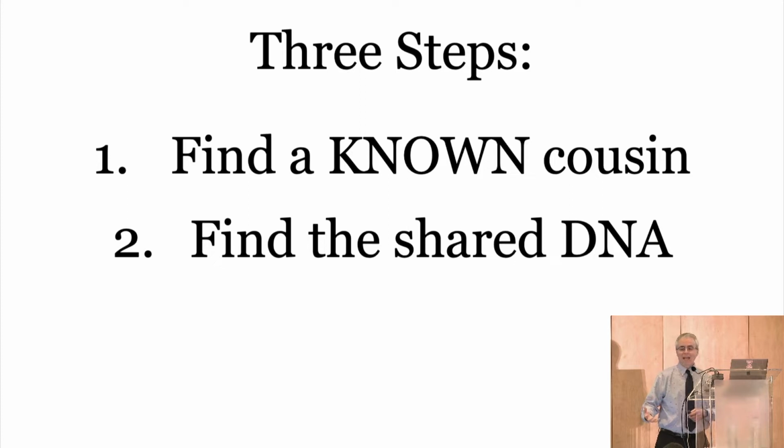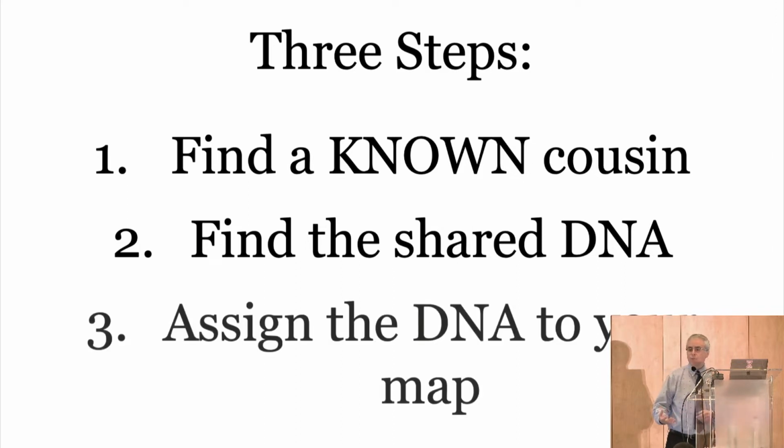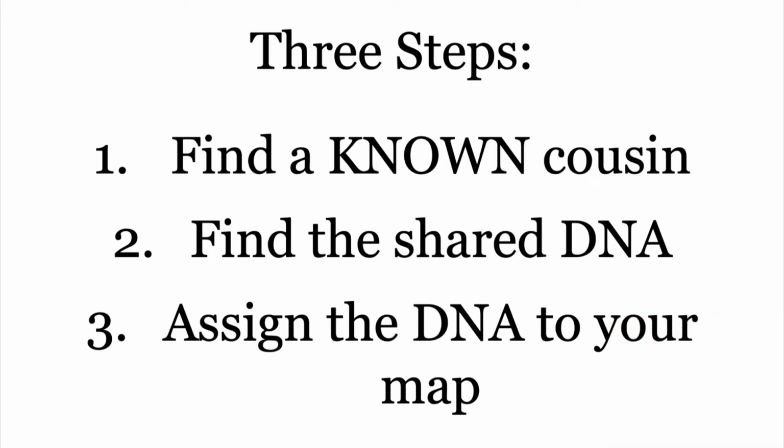We have to find the DNA that we share with that known cousin. So in some cases, it'll be one single piece of DNA. In other cases, it will be a lot of DNA. But we have to identify what those pieces are. Once we have that information, we can then proceed to adding those pieces or piece of DNA to our existing map.